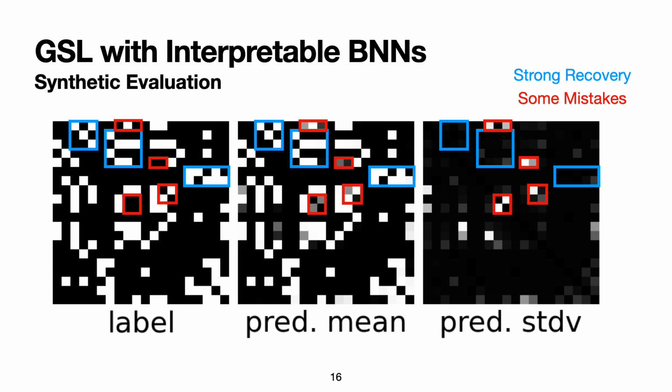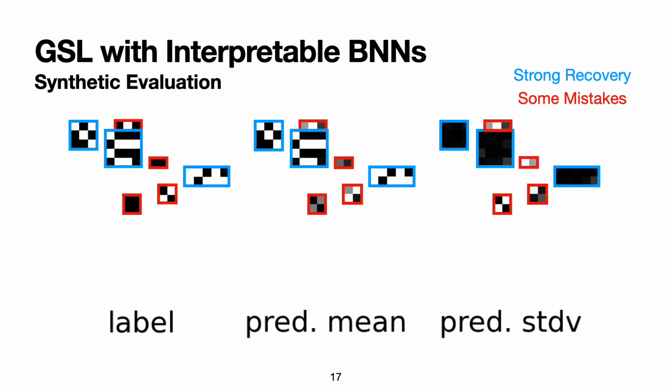And I can make it even clearer by removing the background here. And so hopefully it's clear that in the blue boxes, where the mean is approximately the label, we can see the predictive standard deviation tends to be very near zero over these regions. Hopefully that's clear, you can see that.